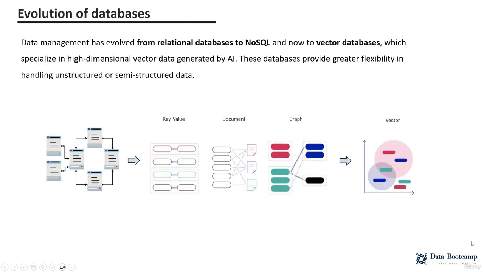How have these vector databases been developed? Initially, we started with traditional databases, which were relational databases queried through SQL. They were designed for structured data and depended on fixed schemas. We then moved towards unstructured databases, the NoSQL databases, which offer greater flexibility in handling unstructured or semi-structured data. Finally, in the latest development phase, vector databases were developed.